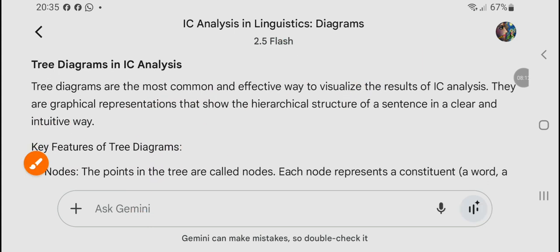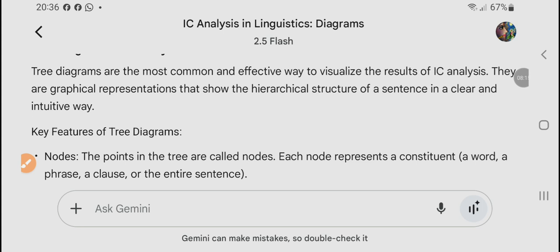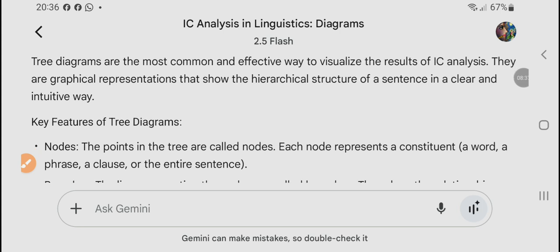Now, the tree diagram in IC analysis. Tree diagrams are the most common and effective way to visualize the results of the analysis. They are a graphical representation that shows the hierarchical structure of a sentence in a clear and intuitive way. There are also bracketing methods and other methods for understanding the constituents of a sentence, but the tree diagram is very successful.